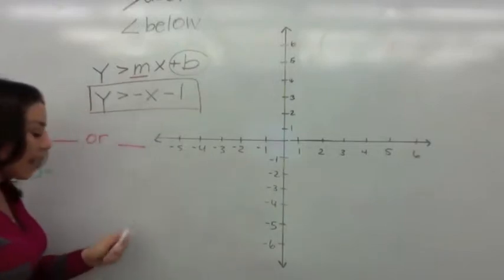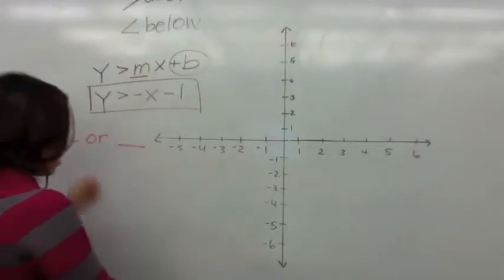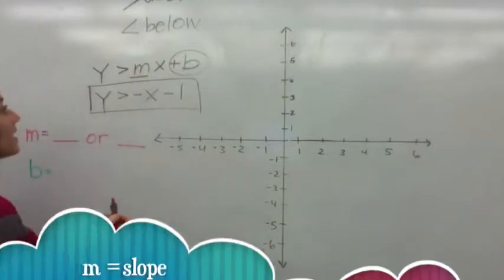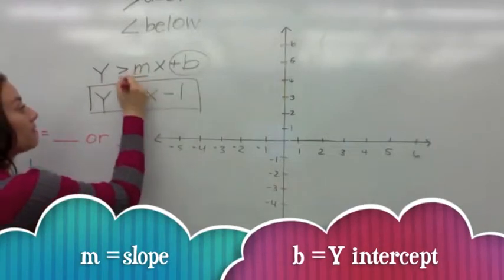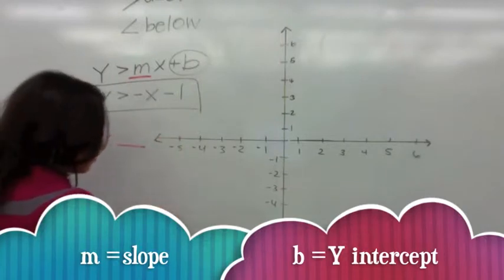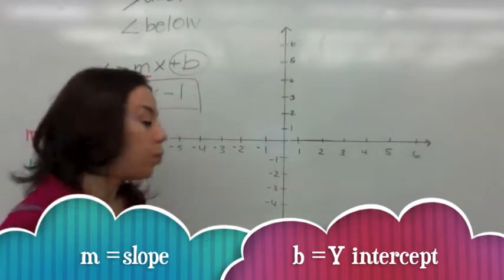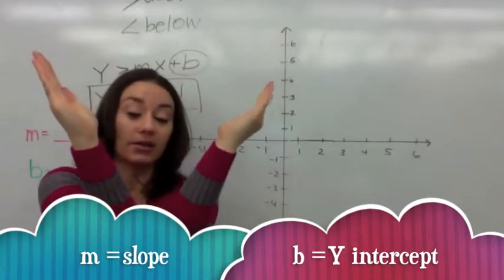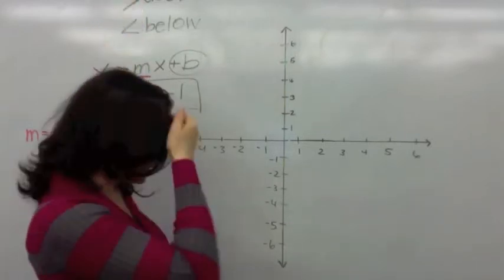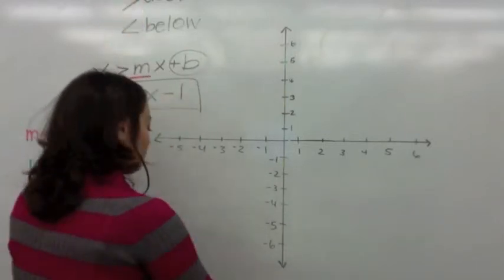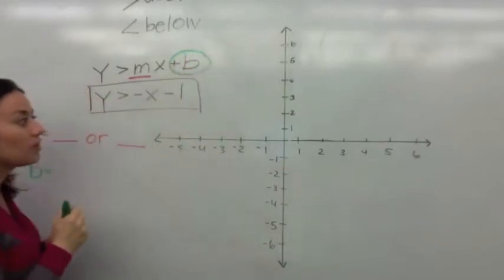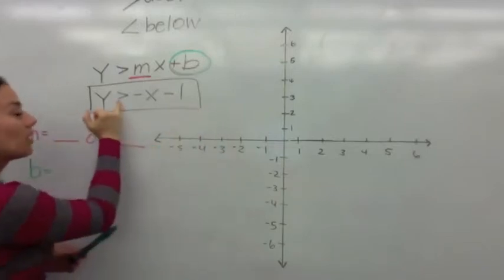So when you go to graph a linear inequality, you are going to look for the same two variables you always look for, and that is m, which is the slope. And then you also look for b. B is the y-intercept. The y-intercept is on the y-axis. That's right. So you're looking for m and b. Very, very simple.